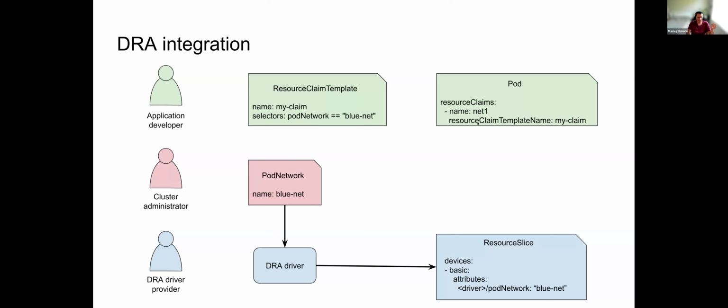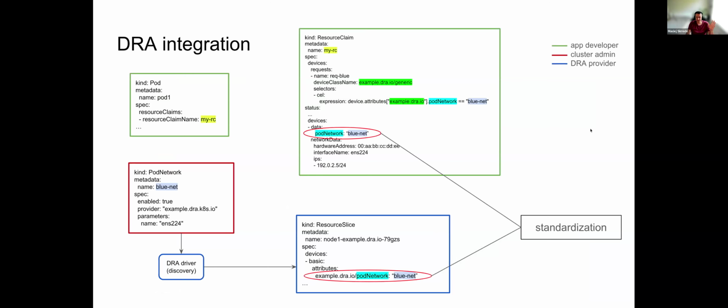I have another slide which is more complex and more detailed, so let me switch to that. I'm not sure whether that's big enough. What this one says is we have our pod, we have our resource claim. In the resource claim, we point to some generic class. And then lastly, we have our expression to say, okay, I have pod network with BlueNet, right? And I will get back to the status in a second. But before that, we have our pod network.